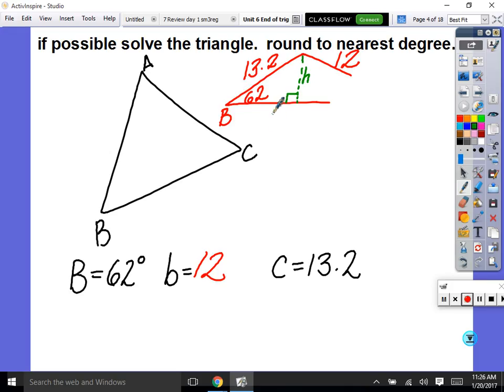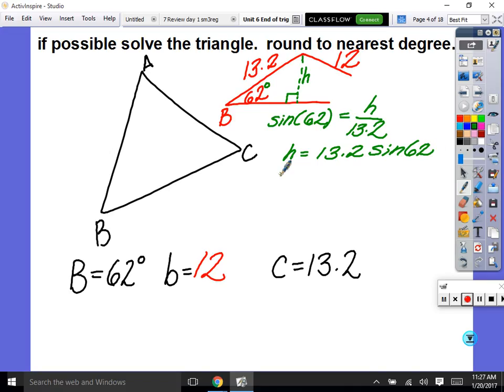So we'll set up a trig ratio. We'll say sine of 62 equals opposite over hypotenuse. So our height algebraically comes out to be 13.2 sine of 62. Our height is 11.6. So it is longer than the height. Therefore, when this leg comes down, it's longer than 11.6, so it hits once, right? Then it's coming down, down, down, hits twice. So we have this triangle, and we have this triangle, right there, right?